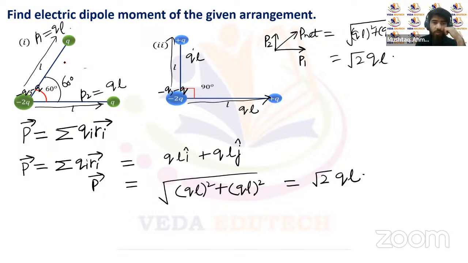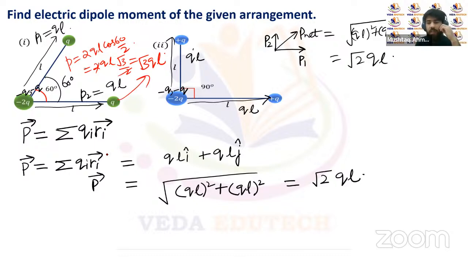So their net dipole moment, P net, will be 2 times QL cos 60 upon 2, because these are two vectors of equal magnitude at an angle theta, where theta is 60 degrees. Cos 60 upon 2 is root 3 over 2, so the 2 and 2 cancel. We get the net dipole moment, root 3 Q multiplied by L, for the first arrangement.